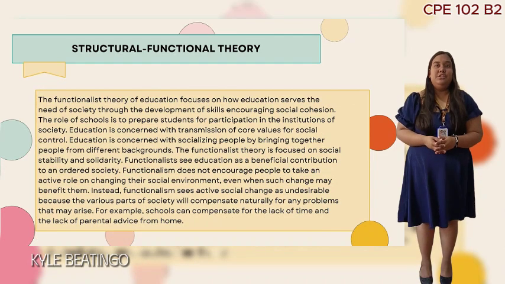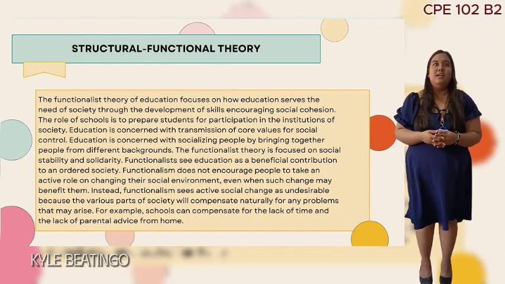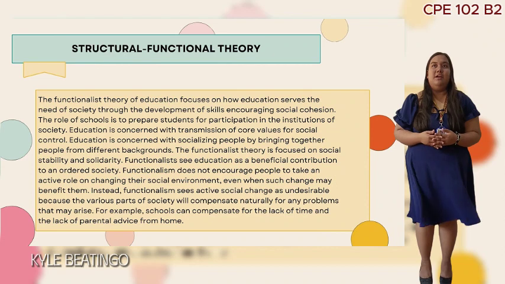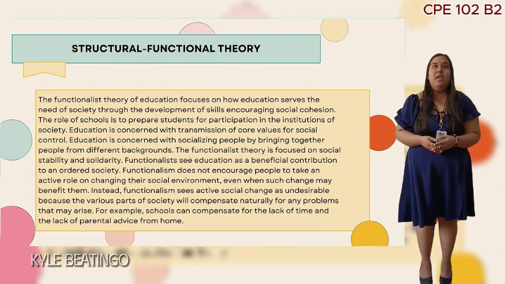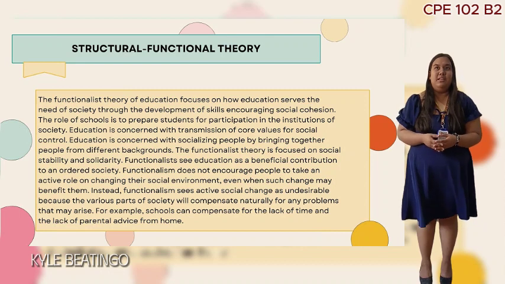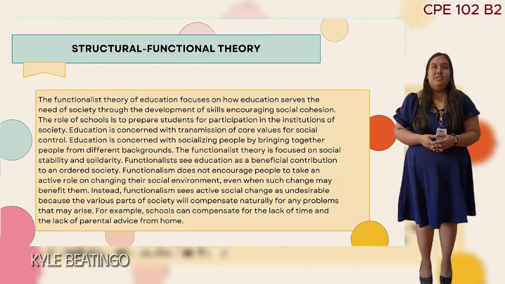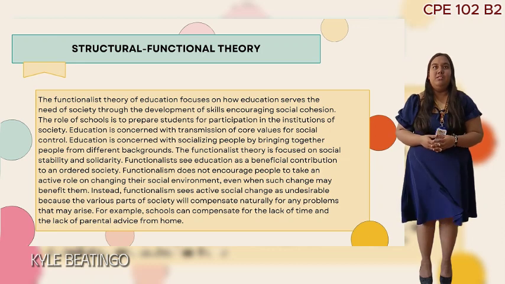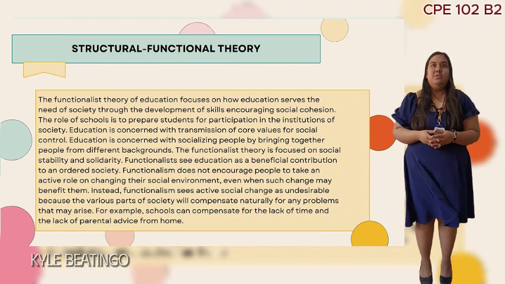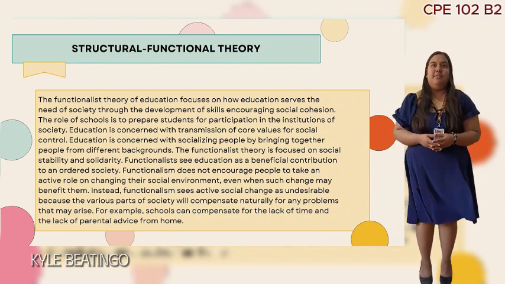The functionalist theory of education focuses on how education serves the needs of society through the development of skills encouraging social cohesion. The role of school is to prepare students for participation in the institutions of society. Education is concerned with the transmission of core values for social control. Education is concerned with socializing people by bringing together people from different backgrounds.